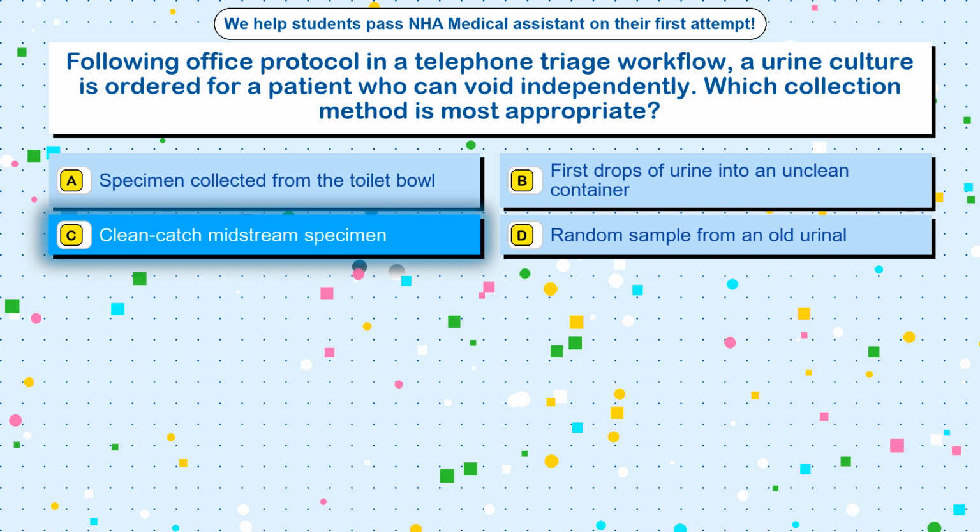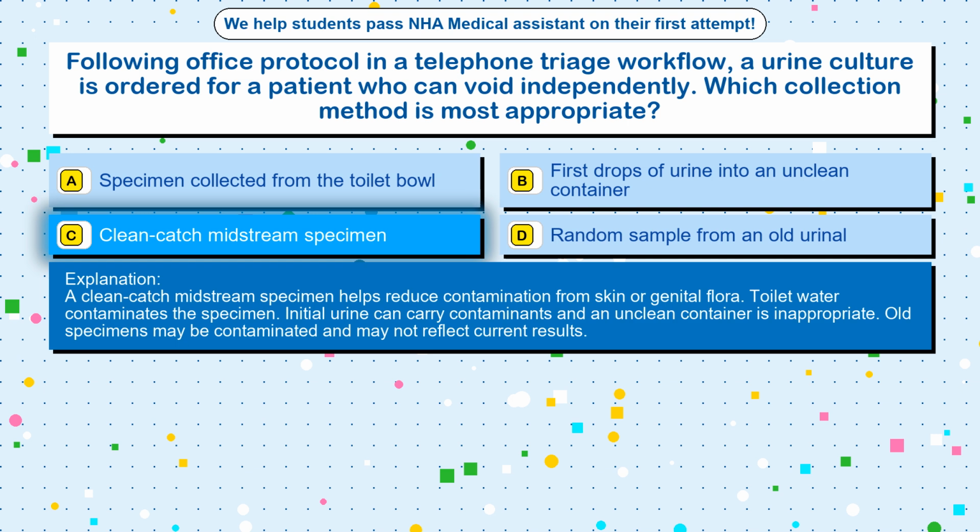The correct answer is option C. Clean catch midstream specimen. A clean catch midstream specimen helps reduce contamination from skin or genital flora. Toilet water contaminates the specimen. Initial urine can carry contaminants and an unclean container is inappropriate. Old specimens may be contaminated and may not reflect current results.